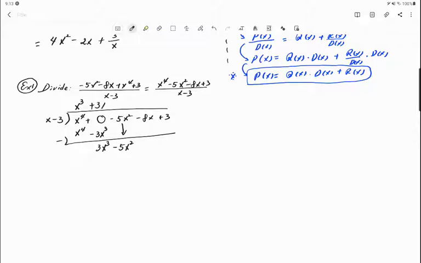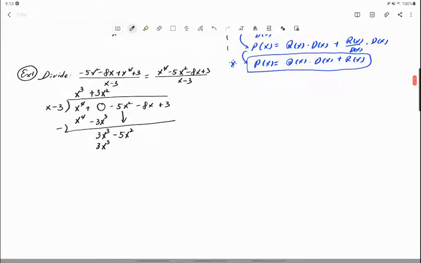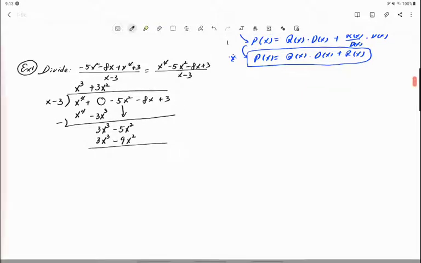We need 3x squared, right? So that x times 3x squared is what? 3x cubed. Okay, then multiply negative 3 as well. That is negative 9x squared. And then we do the subtraction, right? Alright, then the first one is 0.